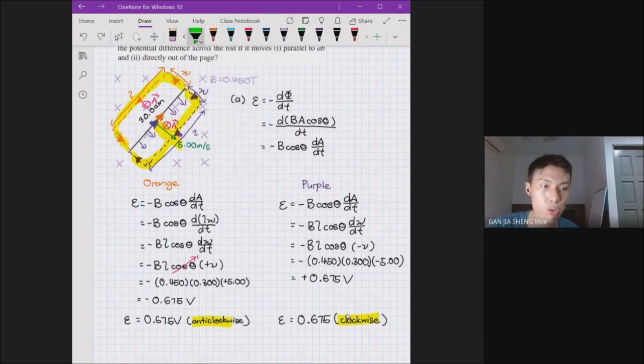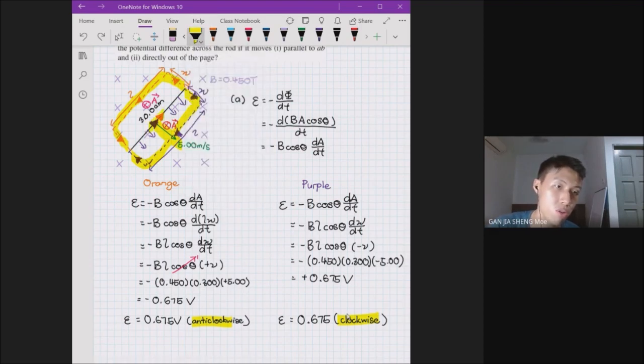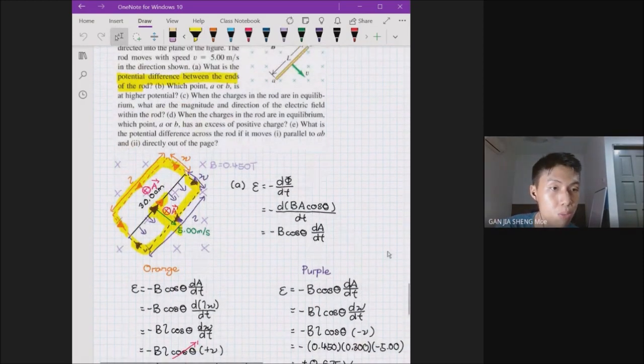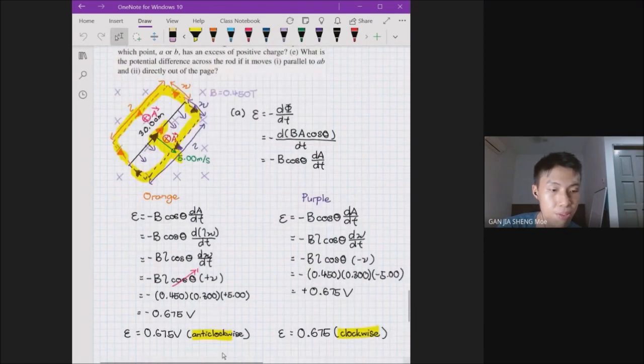It is shown to you that both of these methods allow you to determine the direction, and they are both pointing diagonally upwards. So both of them still give you the same answer. You're free to choose which side you want to put as your imaginary loop. If you go back to the question, what is the potential difference between the ends of the rod? It's just 0.675.